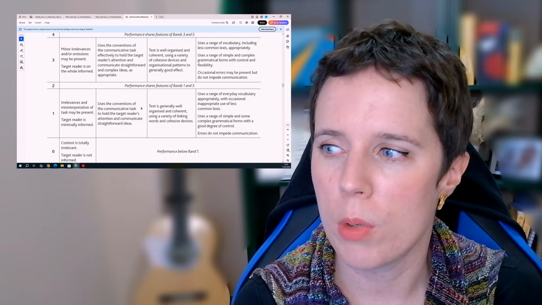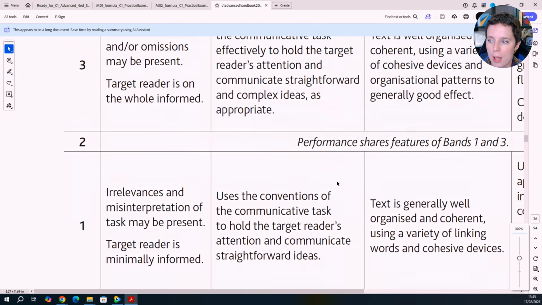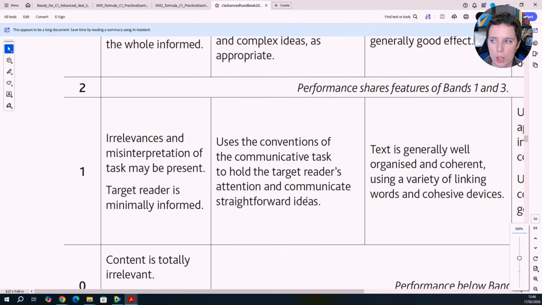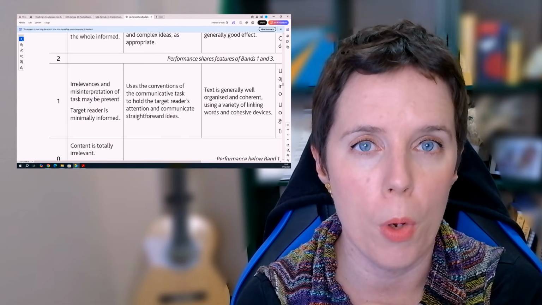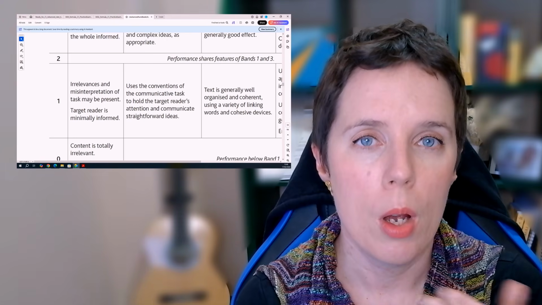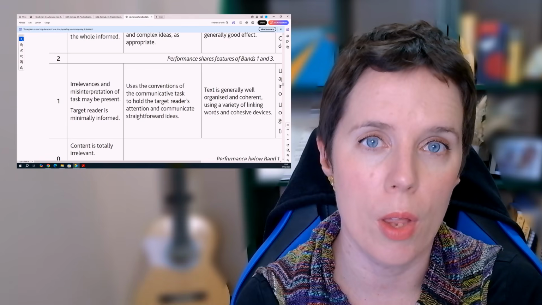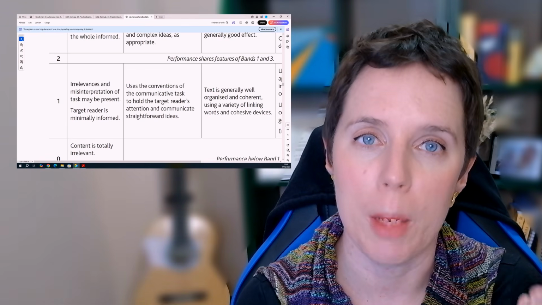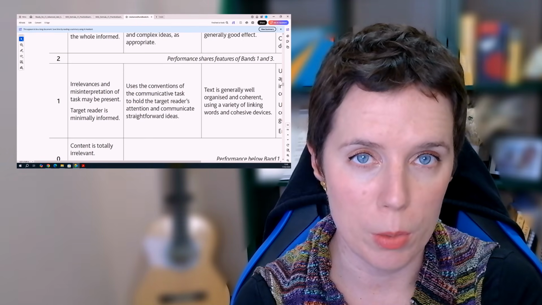All right, moving on to communicative achievement. So we've got band 1. They use the conventions of the communicative task to hold the target reader's attention and communicate straightforward ideas. Okay, so you can make yourself understood, but only with very simple ideas. If you start talking about more complex ideas, then it becomes muddy and the examiner basically can't understand what you're trying to write about. You'll get a band 1 for that.